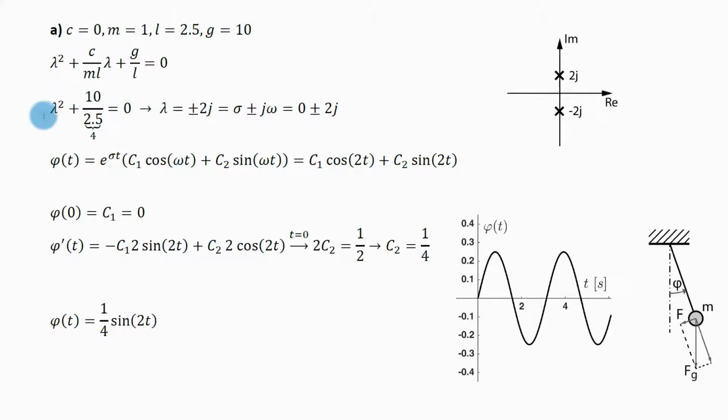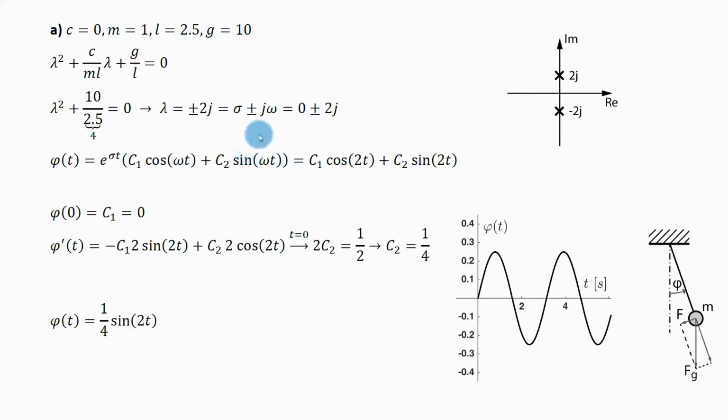From this characteristic equation, I can find that the roots of the characteristic equation are plus minus 2j. I can plot this in the complex plane, and from here I can immediately see that I'm dealing with a marginally stable case, so my solution will be undamped oscillations. Because my roots are complex, it is convenient to look for the general solution in this form.